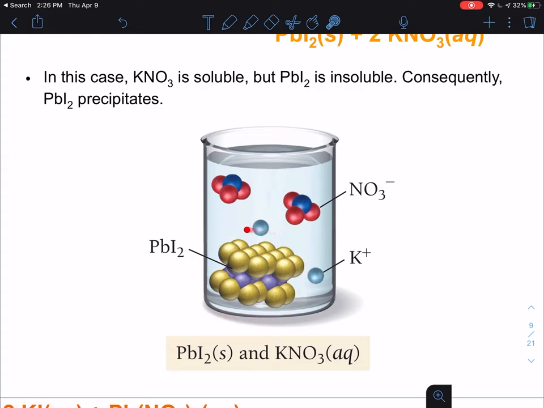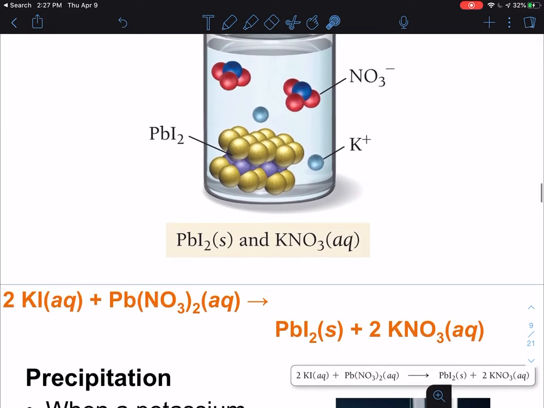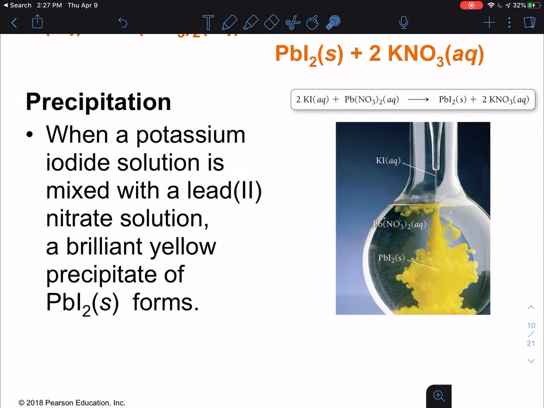These are now no longer all the lead and iodide ions come together, form a solid, and crash out, and that's where this comes from right here, this lead iodide solid part. So this is a precipitation reaction, okay, and you can see it right here.